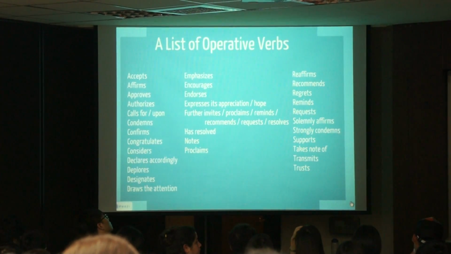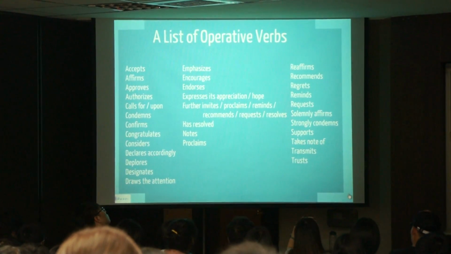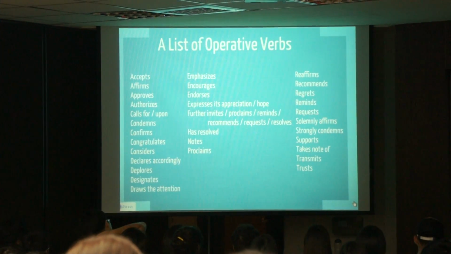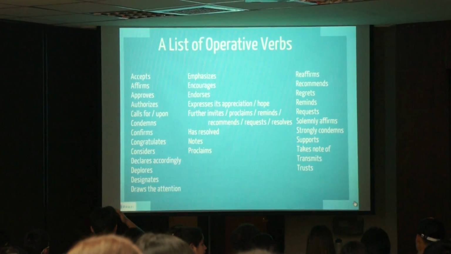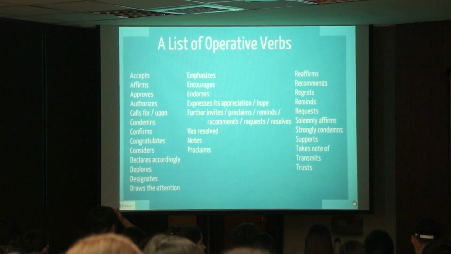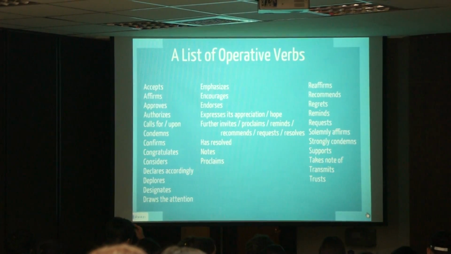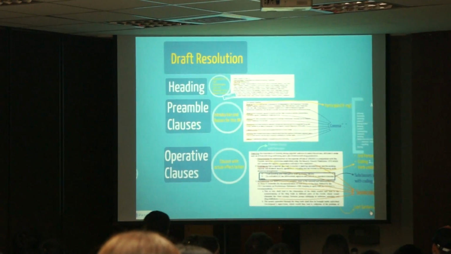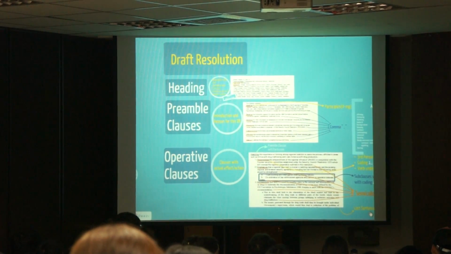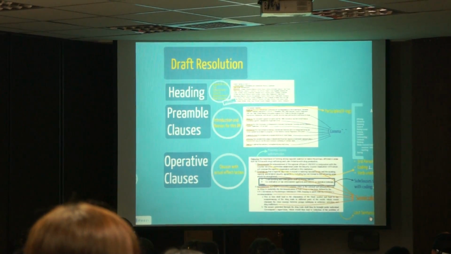And do you also recognize that there are some verbs that are really kind of special? Here's a list of operative verbs that you can use, but you don't have to memorize it either. So you can use accepts, approves, condemns, confirms, blah blah blah, but don't forget to add an S after the verb. So this is the structure of a DR: heading, preamble clauses, and operative clauses.